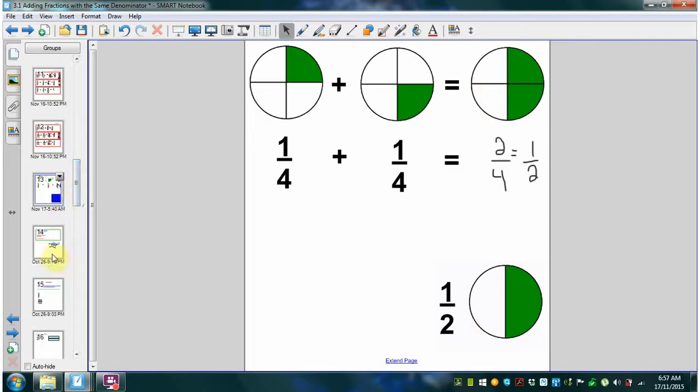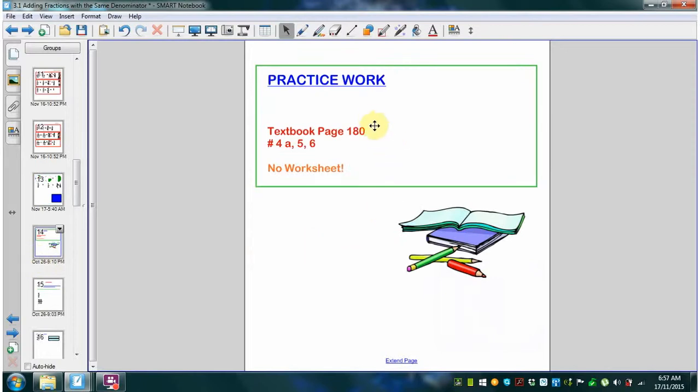Okay, so that's all for today, guys. Here's your work. Okay, so textbook page 180. I want you to do 4A, 5, and 6. That's the practice work to go through that lesson. So good luck with that. Let me know if you have any questions.